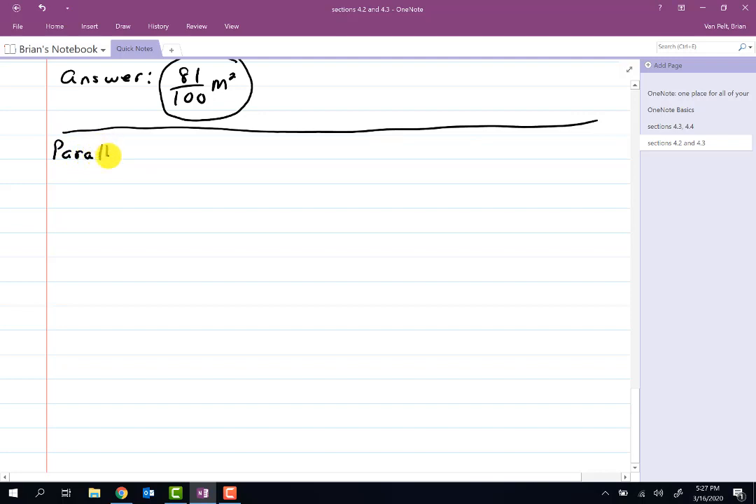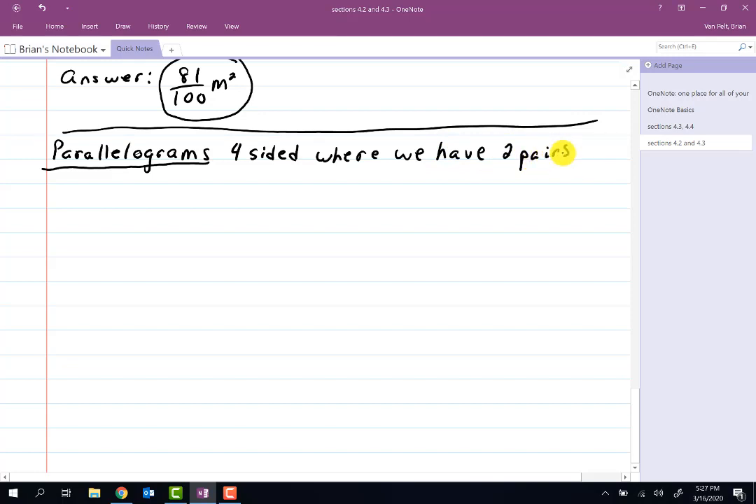The next figure we'll be looking at are parallelograms. They're four-sided, where we have two pairs of parallel sides, and two pairs of sides with the same length.